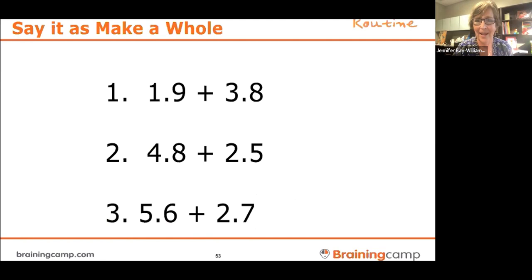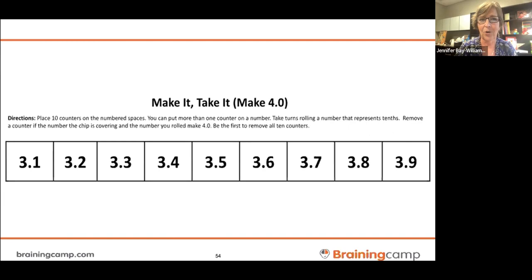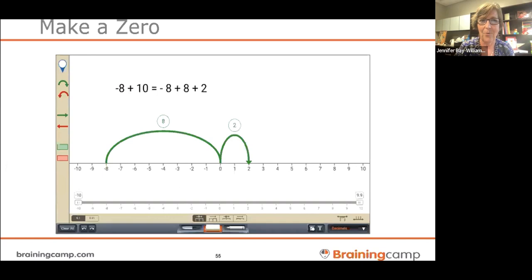And oh, hey, back again is make it take it. But now it's make four. So if you roll the dice and you roll a three, you think of it as 3/10. 3 7/10 and 3/10 is make a whole. So very versatile. And then we talked about on the number line.